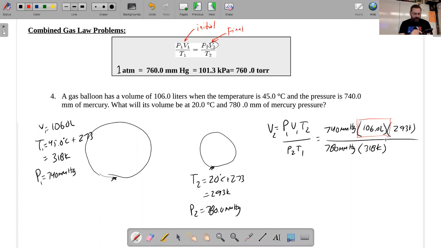So 740 times 106 times 293 divided by 780 and divided by 318, looks like we have three significant figures, 92.7 liters. So it's correct to predict that the volume decreases, both because the pressure increases and because the temperature goes down. So that's what you ought to get for number 4.